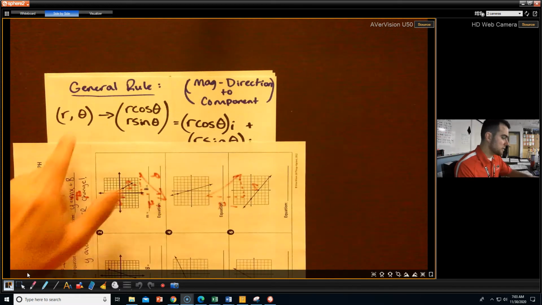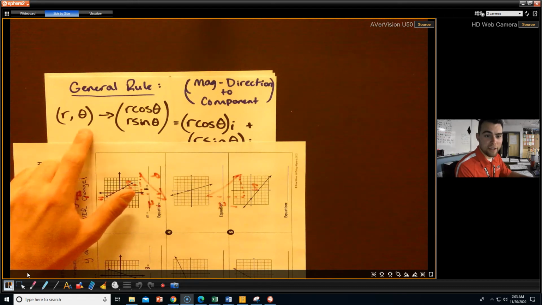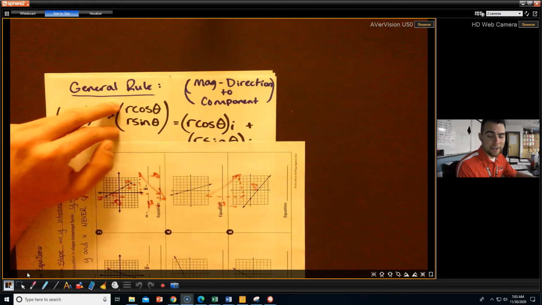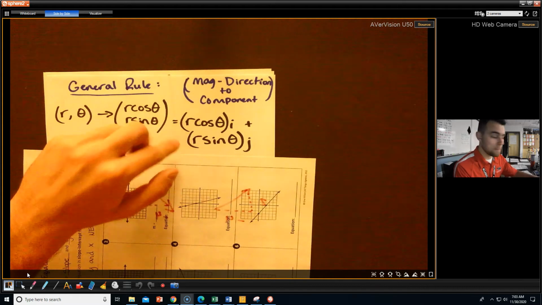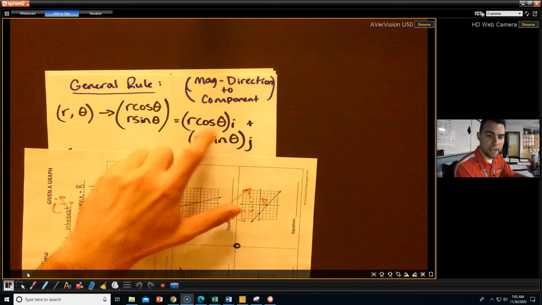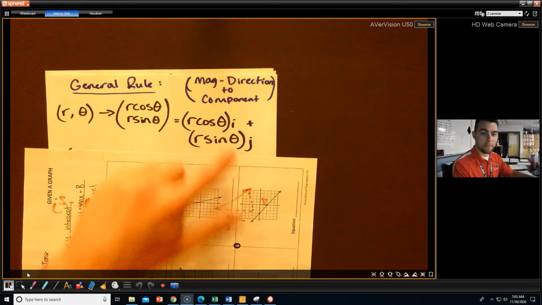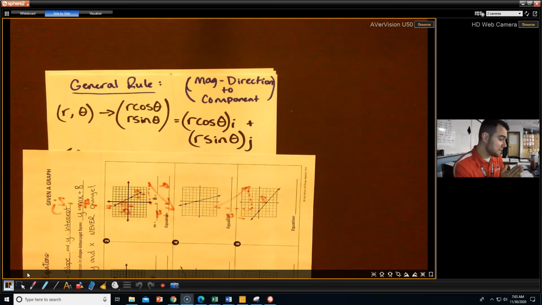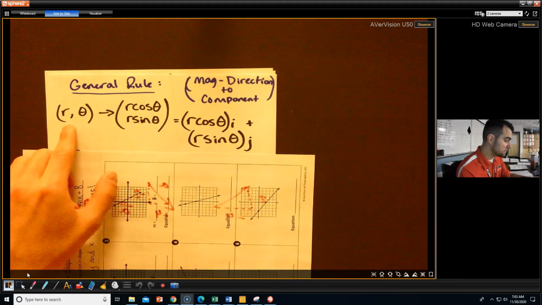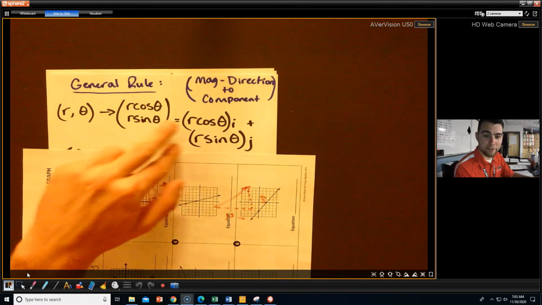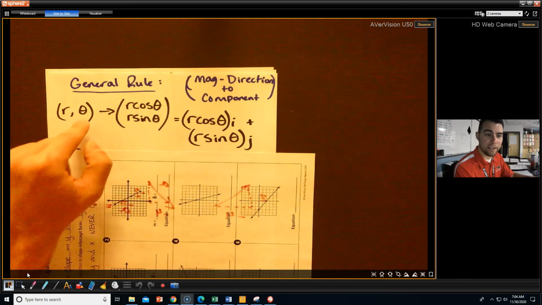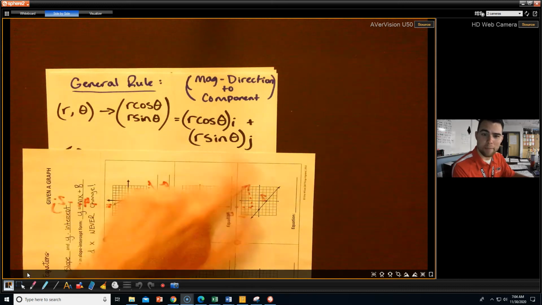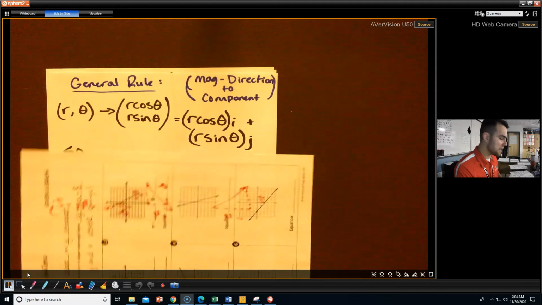All right, so we could write r comma theta like this, but more importantly, we can write it like this, where it's r cosine theta i plus r sine theta j. So really, guys, to get it back into component form, the only thing we have to do is take whatever our magnitude is and multiply it by cosine and sine of whatever angle our direction is, and just slap on the i and j. That's all we have to do.